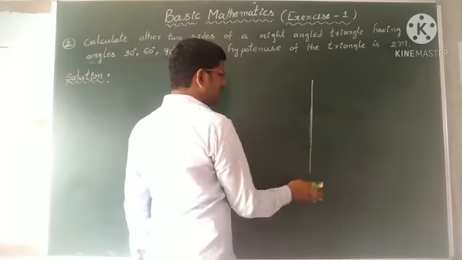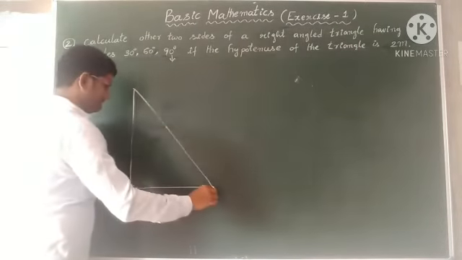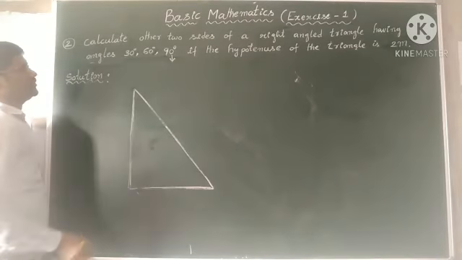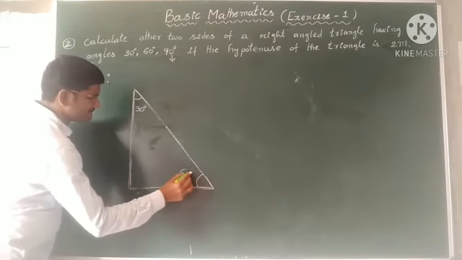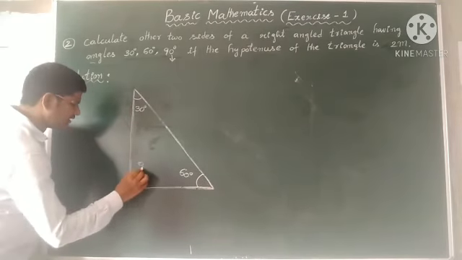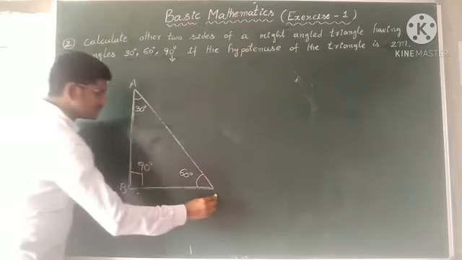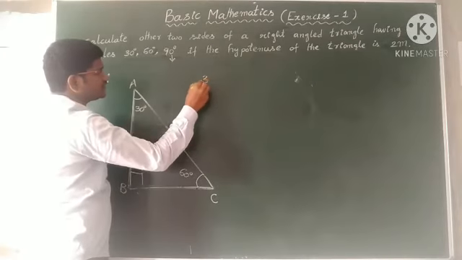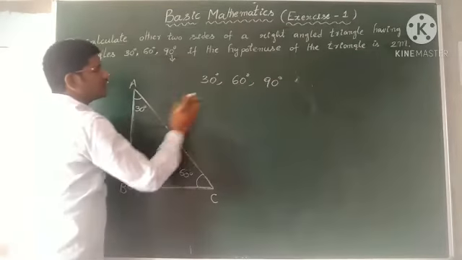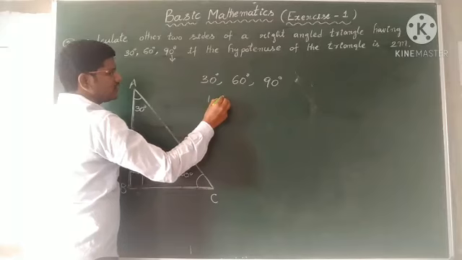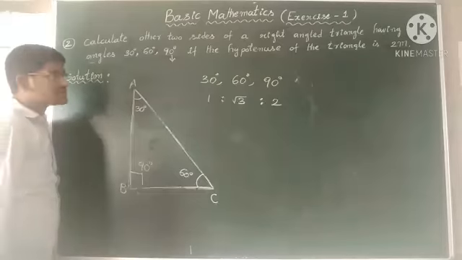So this is the triangle. I am taking a 30, 60, 90 degrees triangle. Okay students, this is 30 degrees, 60 degrees and 90 degrees. Already we know its ratio. The 30, 60, 90 degrees triangle ratio we know. That is what, students? 1:√3:2. So this is the ratio for 30, 60, 90 degrees.